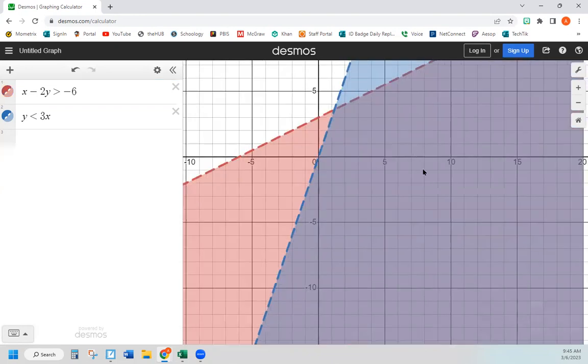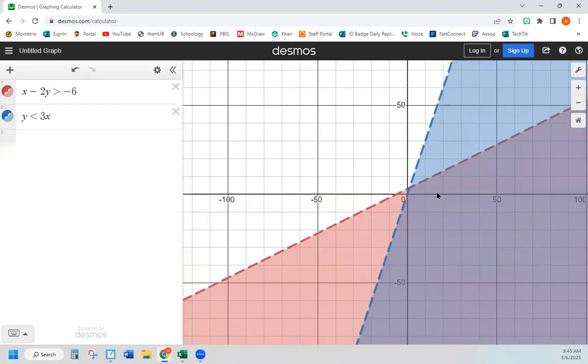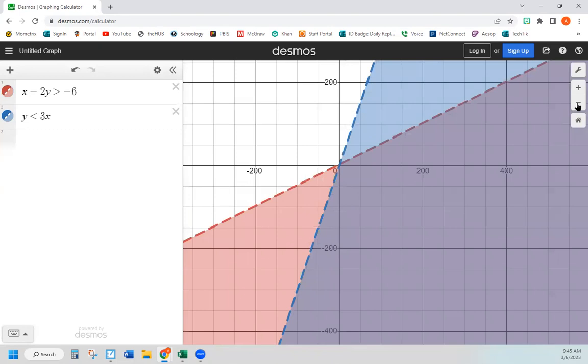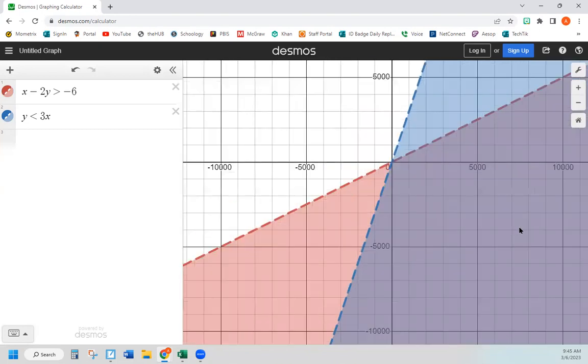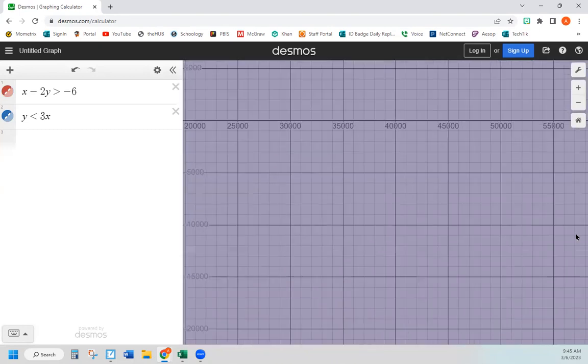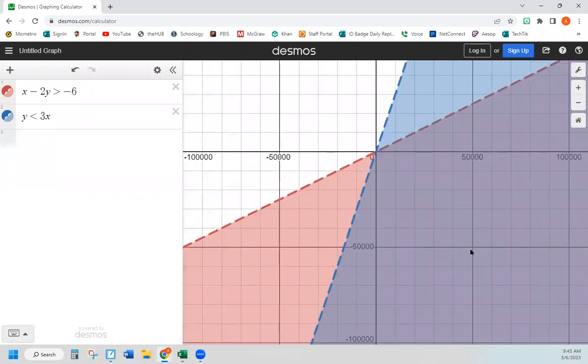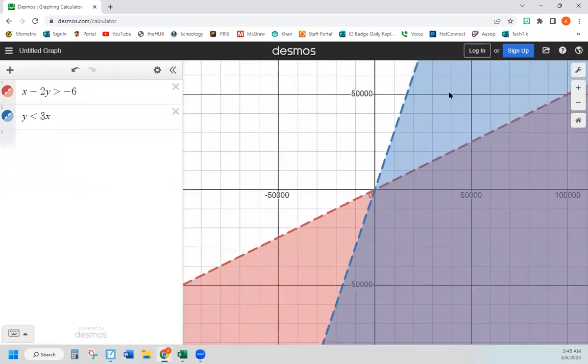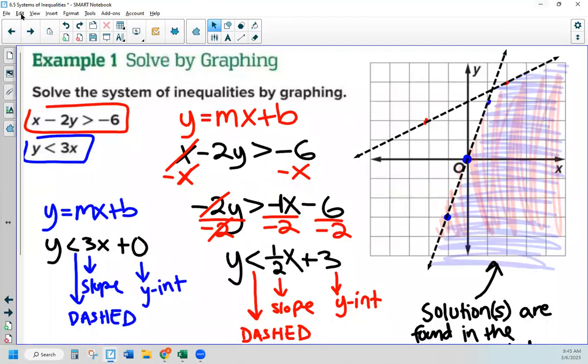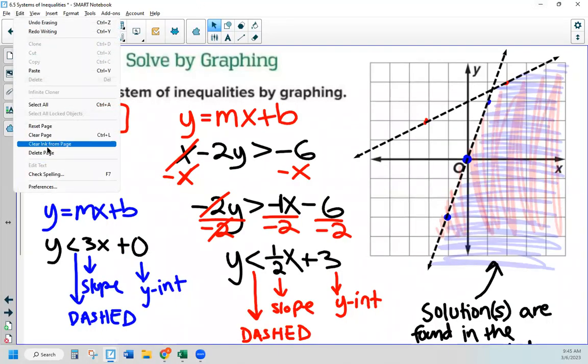So this is it. Now remember, I just want to remind you that I can keep zooming out forever. Remember that this shaded region is an endless amount of points that exist in this, well, now purple region, right? The blue part is not a solution part. The red part is not a solution part, but the blue and the red together is where my shared region is located. Cool. All right, that's pretty much it.